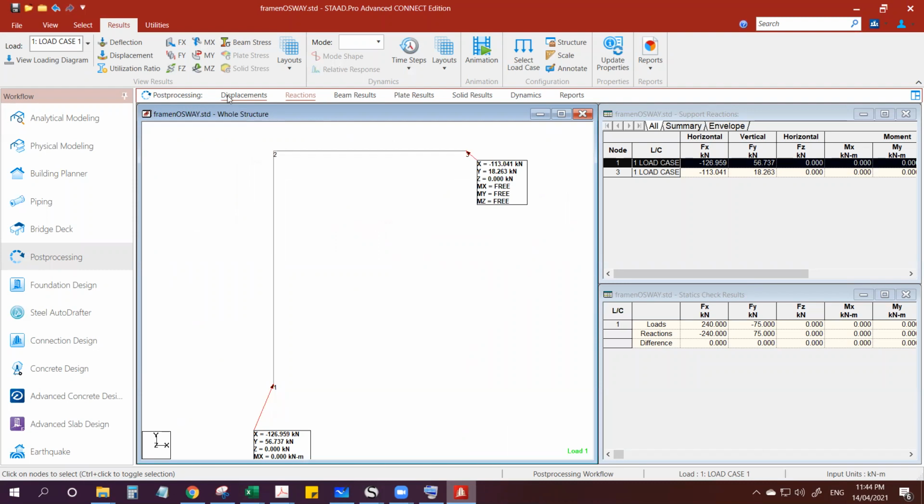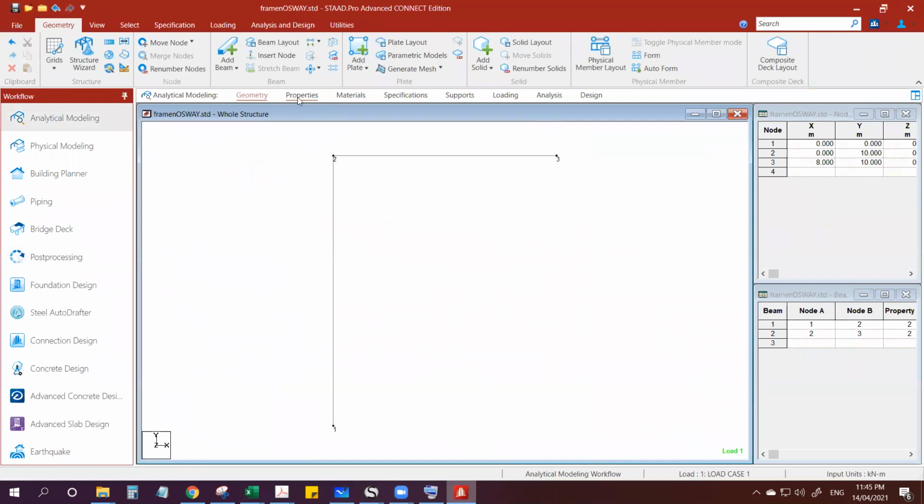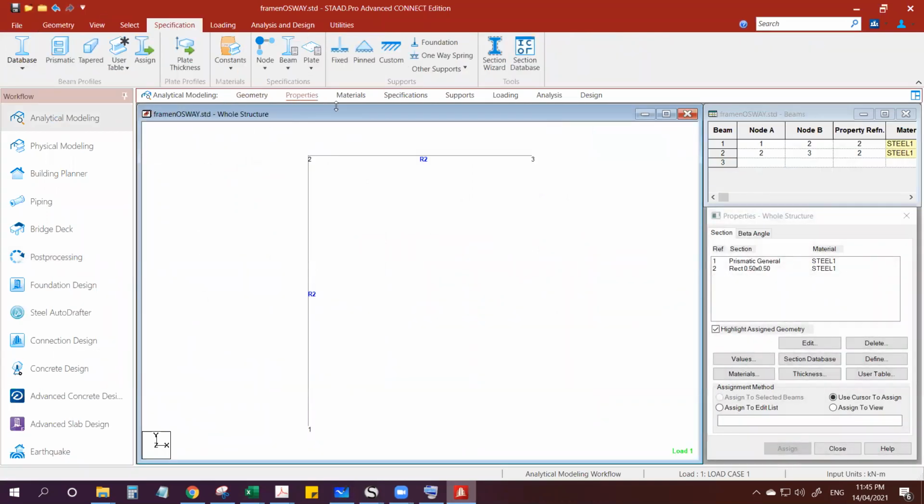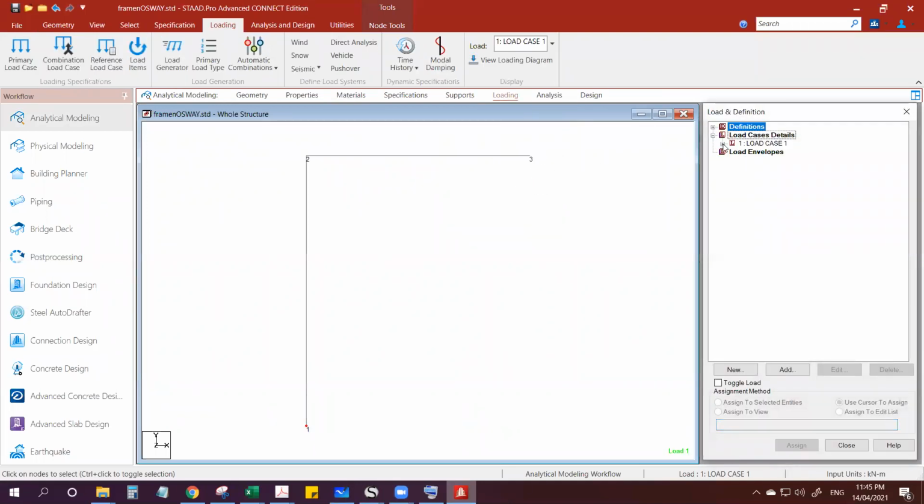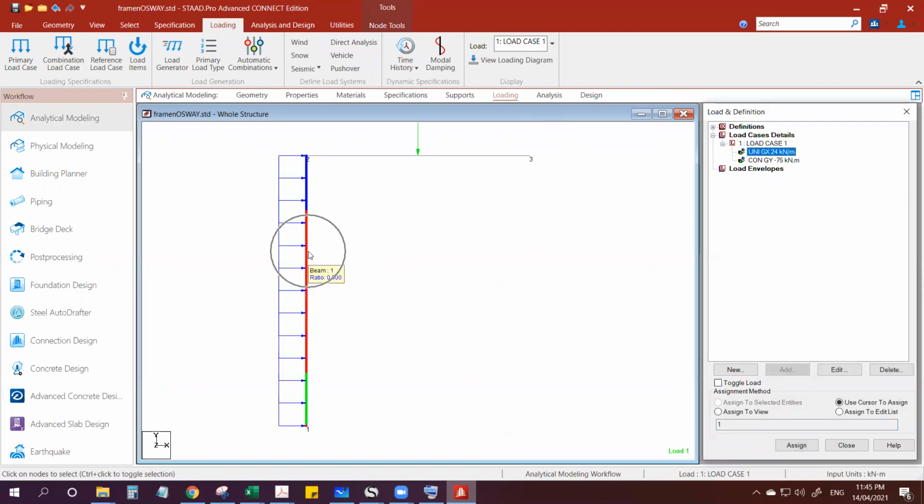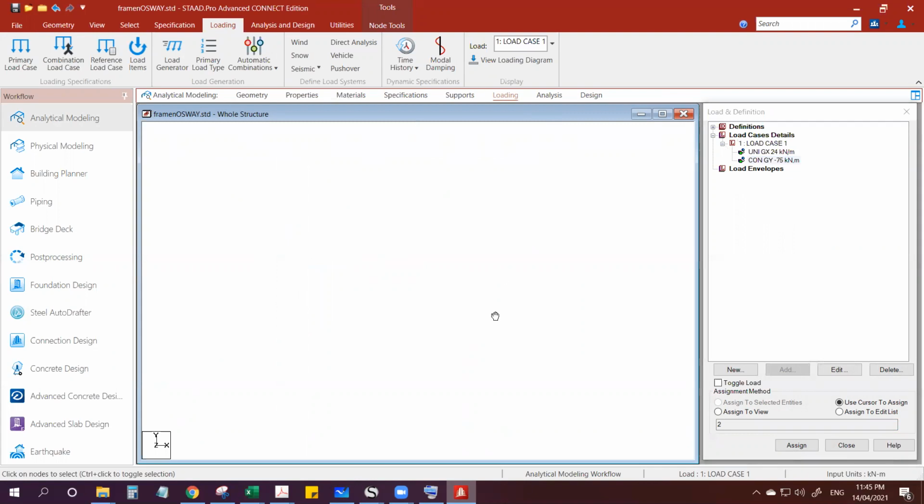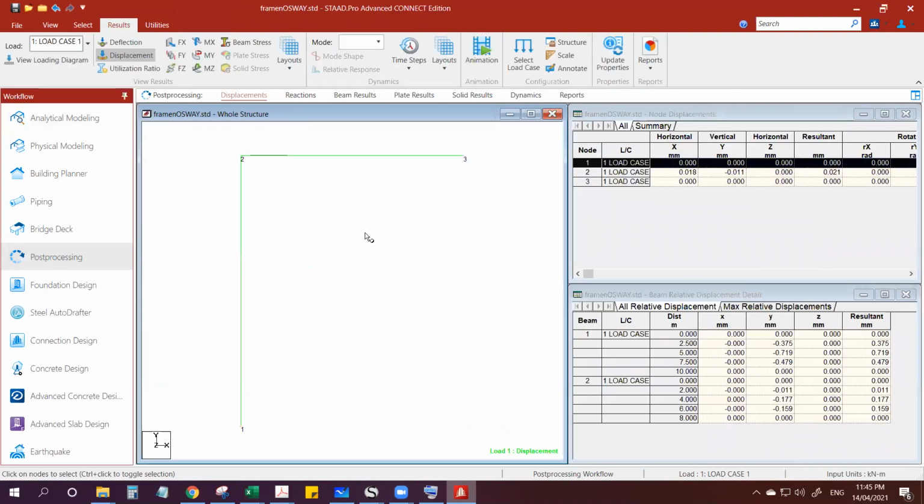Okay, so analytical properties and supports. So we have fixed here and fixed pin here. Okay, and the loading is this one. We have a 24 kilonewton per meter lateral load and, sorry, this should be, yeah, 75 kilonewton vertical load. Then where's post processing? Let's check the displacement.